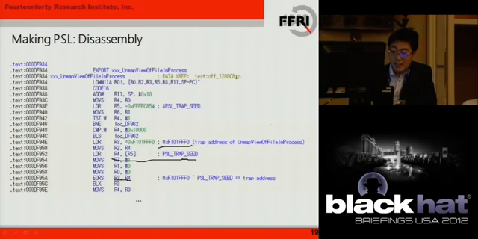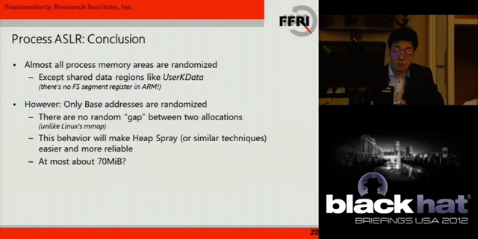So in conclusion, I discovered almost all process memory areas are randomized. This is pretty good. However, I have also discovered something worrying to me. It's the allocation pattern. For instance, Linux mmap system calls make a random gap between two allocations, which significantly increases the strength of ASLR. However, Windows Phone 7's implementation doesn't do so. So it makes heap spray or similar techniques much easier and more reliable. That's worrying.